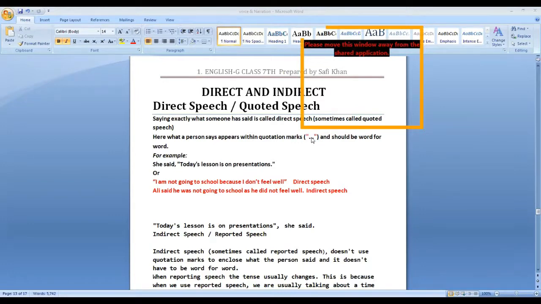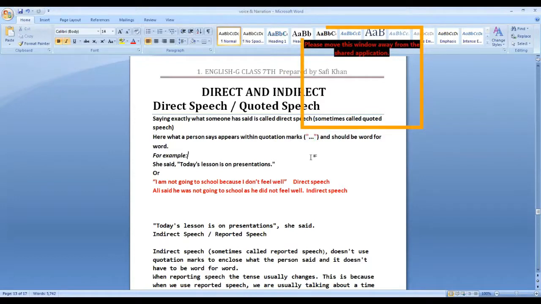Remember, direct speech is written this way, and these symbols, punctuation marks, are called quotation marks. You can also call them inverted commas, the double commas, which I have written in red for you. These are called inverted commas and also quotation mark. Direct speech is always enclosed in inverted commas.